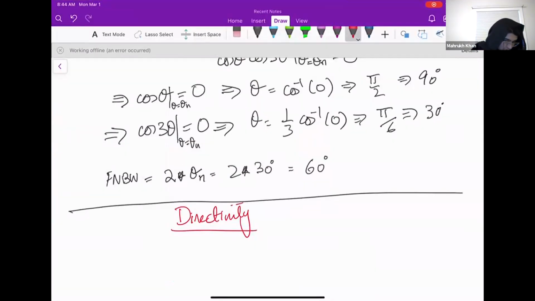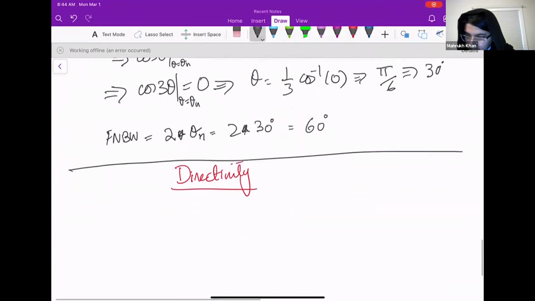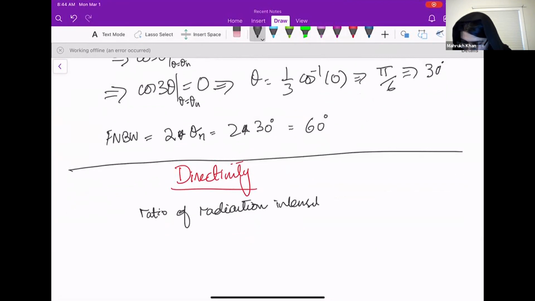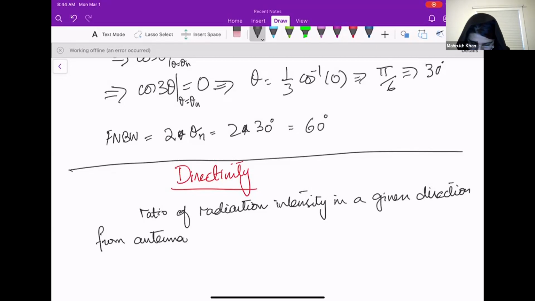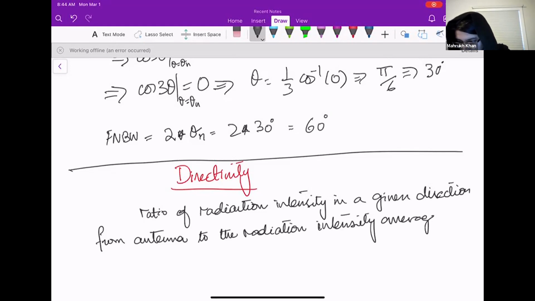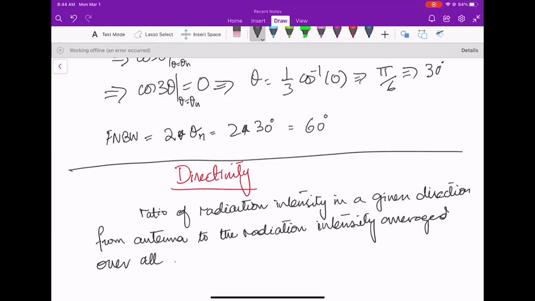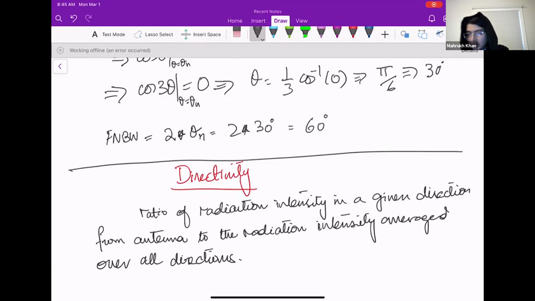Okay. So what is directivity? Directivity is a ratio of radiation intensity in a given direction from the antenna to the radiation intensity averaged over all directions.